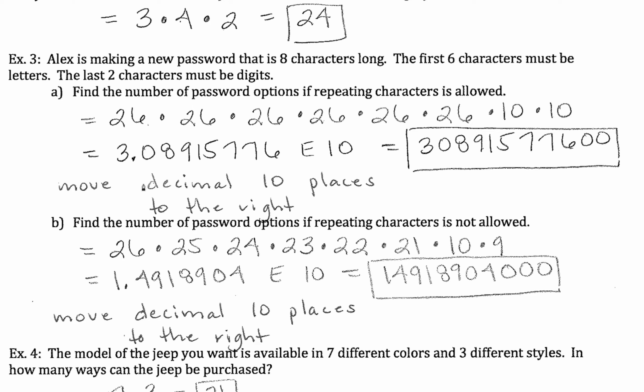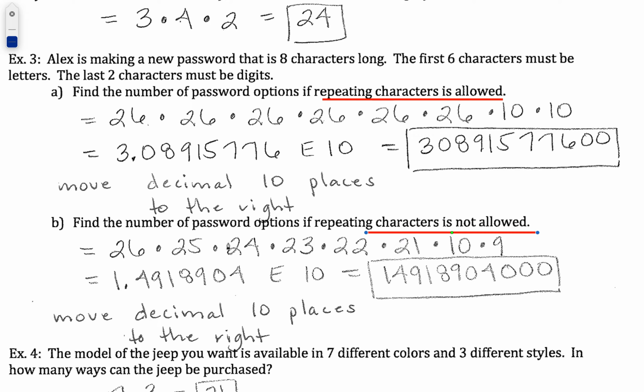Now I'm going to change this problem up slightly. In my first one, I said that we could repeat characters. So that means I could use the same letter over and over again. Now I'm going to change it so that we cannot repeat them. So now I don't have 26 choices for each one of my letters. Let's say my first letter is a J. Now I don't have 26 choices because J's been taken out. I only have 25 choices. So say my next letter is a C. I've gotten rid of J and C, so now I only have 24.